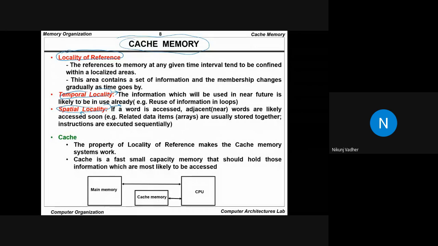In temporal locality, whatever variable we are using right now, we will keep it in cache memory with the assumption that in the near future we will be using that same variable.